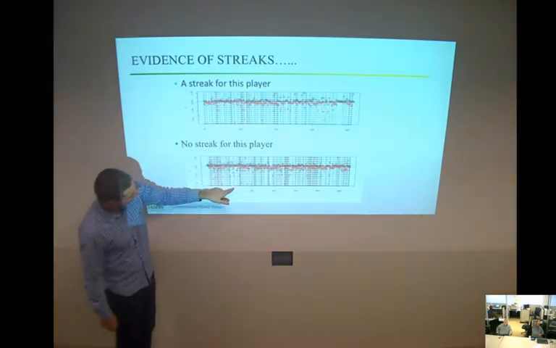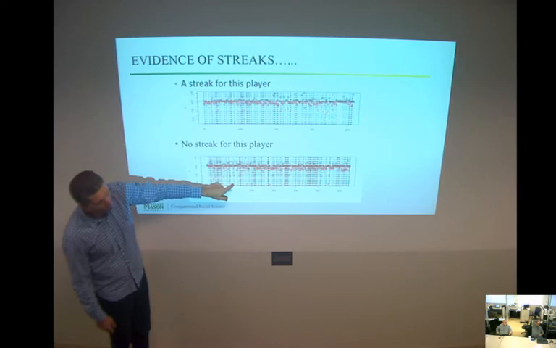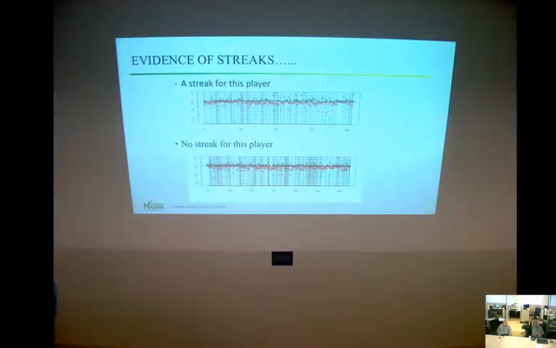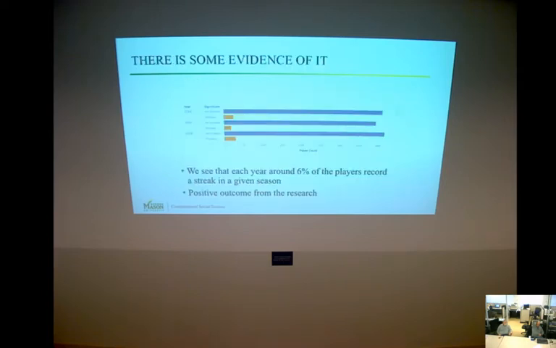But this player, even though you might think, oh, that might be a streak, that might be a streak, this player didn't have a streak off the tee. What I found is roughly about 6% of players across these three seasons do get on a streak off the tee in terms of performing above their expectation. So that was sort of the entree.